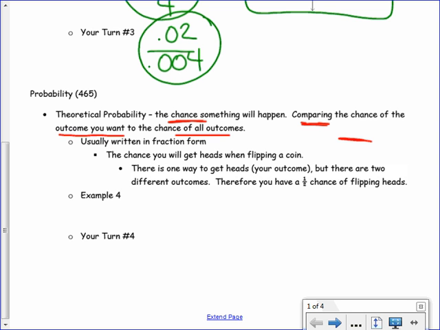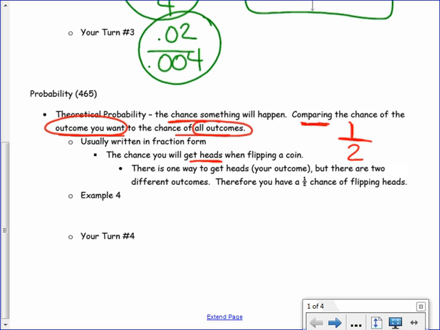Okay? So if you look at this example, it's usually written in fraction form. And the chance that you get heads when flipping a coin. So when we think about flipping a coin, what is the thing you want? You want to get heads. How many heads are on a coin? 1. Okay? Then you need to look at the chance of all outcomes. When you flip a coin, what are the possible outcomes that you have? You can get heads or you can get tails. So essentially then there are 2 outcomes.